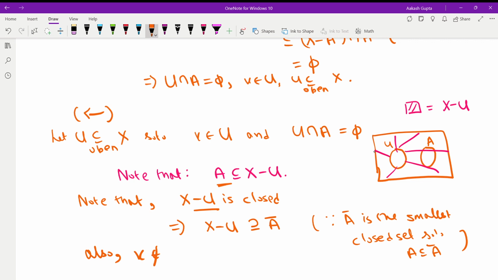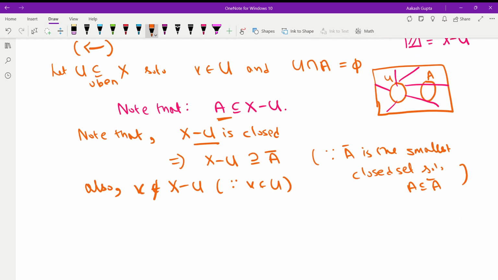x does not belong to where? X minus U, right? Because x was in U. So it is not in the bigger set, and so it cannot be in the smaller set, right? Is it fine? So this implies x does not belong to A closure, because A closure is actually sitting inside X minus U. And we are done. Because if it is in A closure, it would be in X minus U, which will contradict that x is in U.